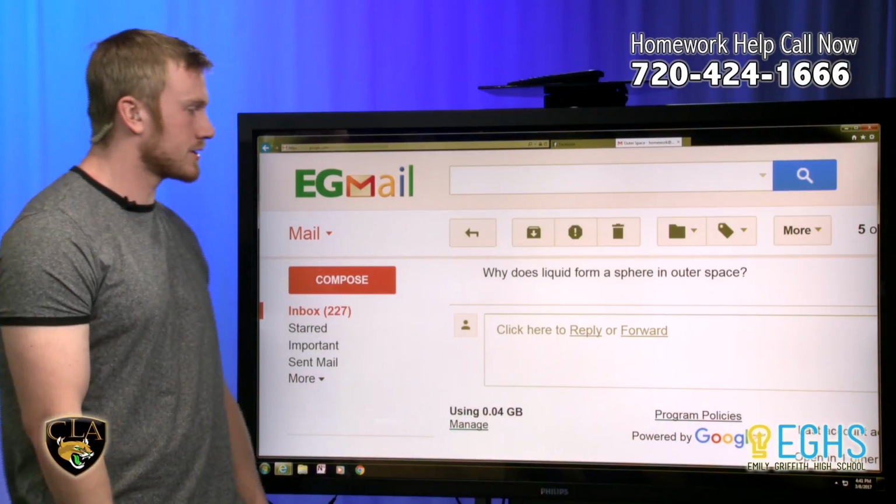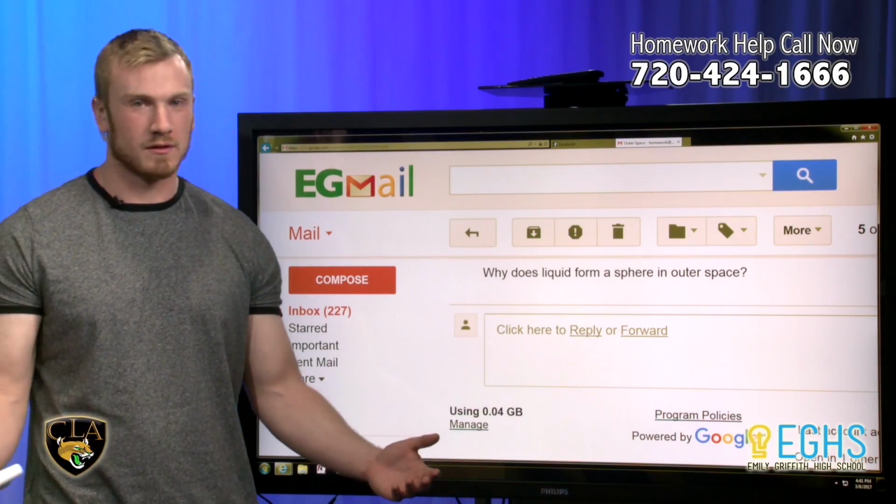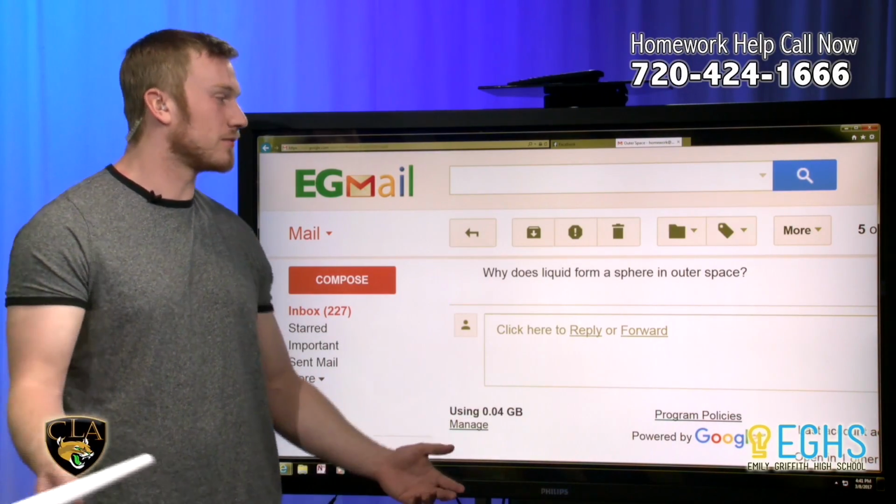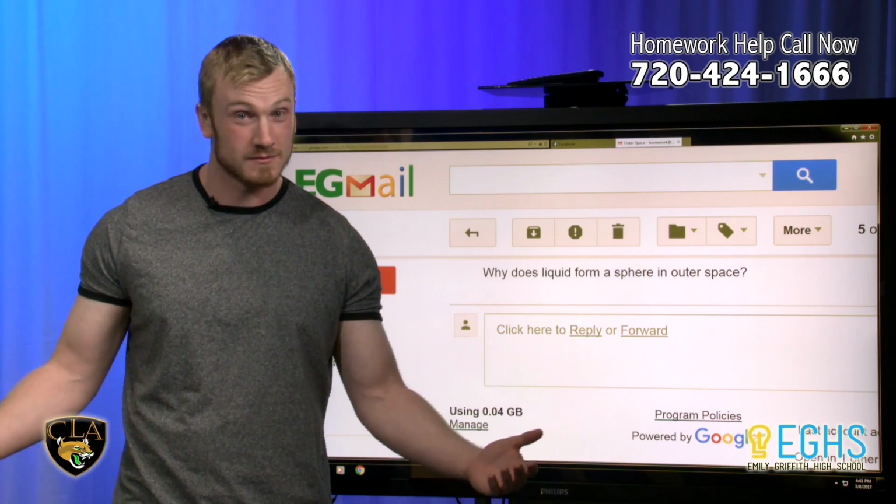Next we have a science question. Something that I've been wondering for a long time is why does liquid form a sphere in outer space? Yeah, that's a great question. I would argue that not every liquid forms a sphere in outer space.